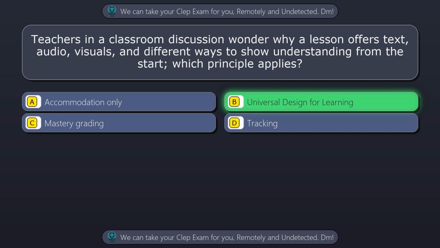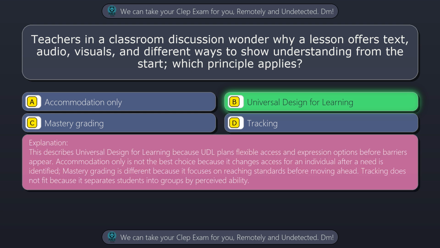The correct answer is option B, universal design for learning. This describes universal design for learning because UDL plans flexible access and expression options before barriers appear.